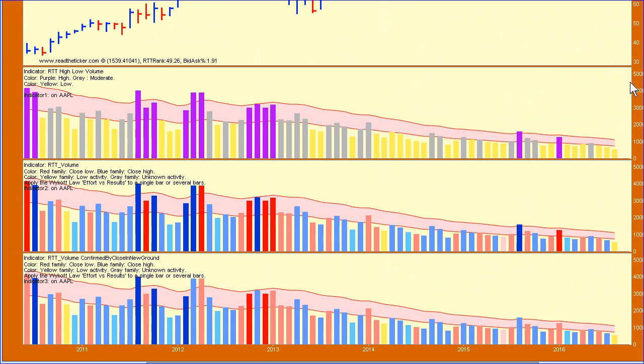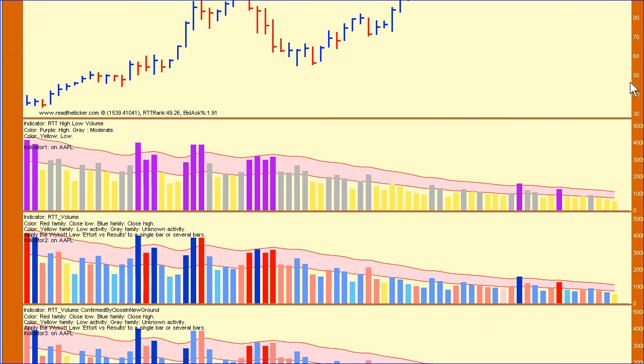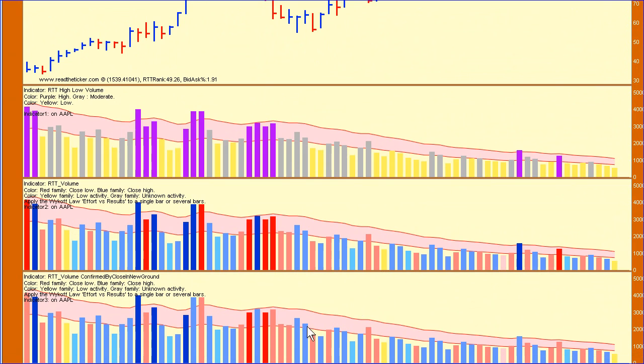Like I say, you've got to take into account the law of effort versus results. Because the volume was so high at the left, we don't really get any blue ones, but we get some blue ones coming in here. As we can see, the trend starts to change.